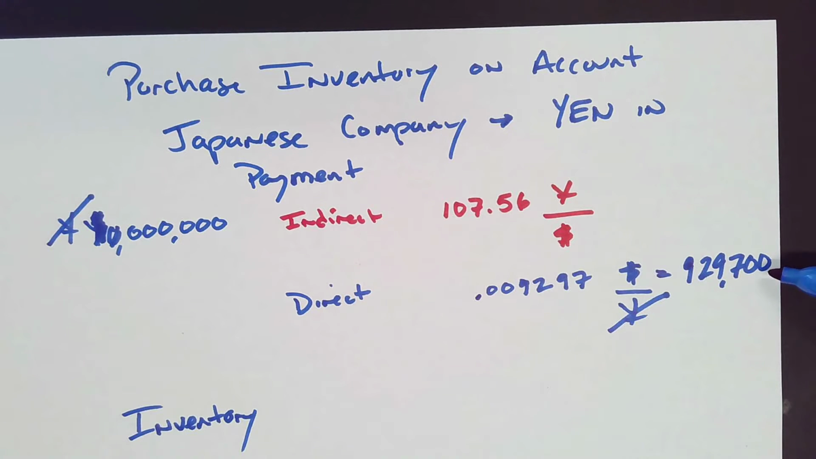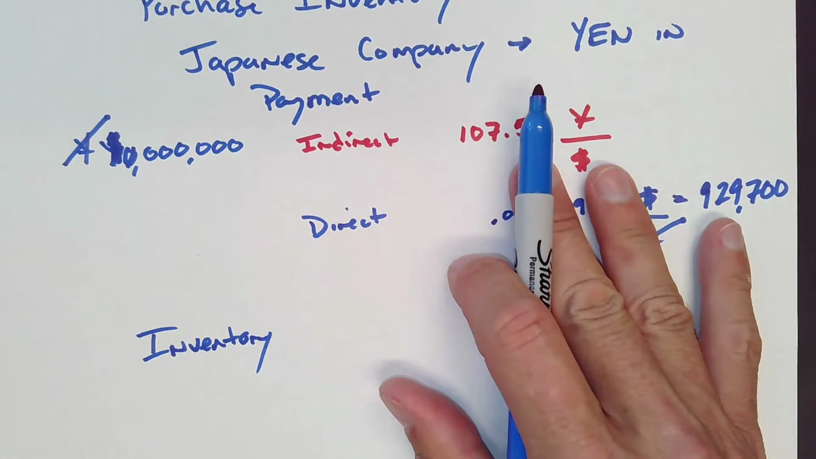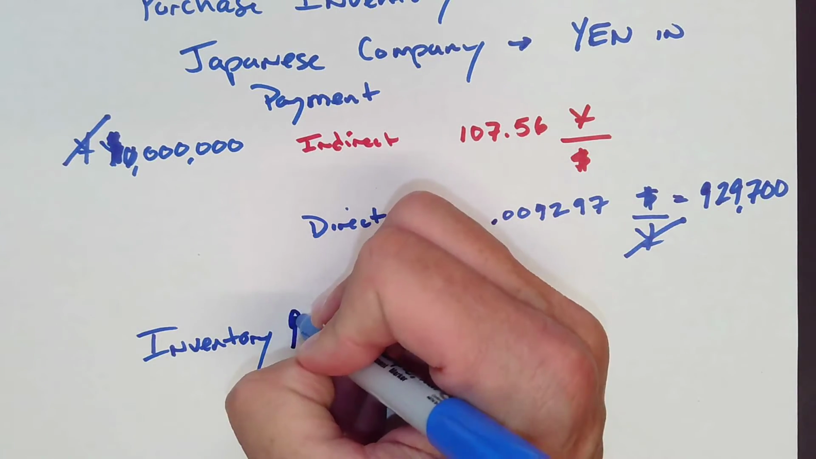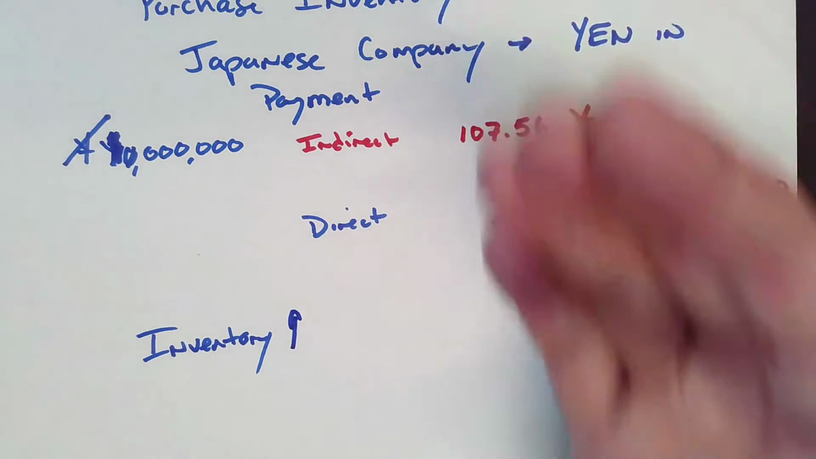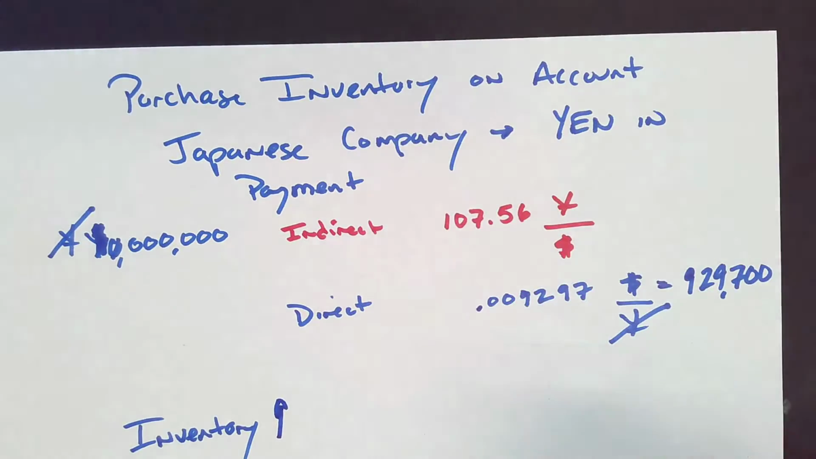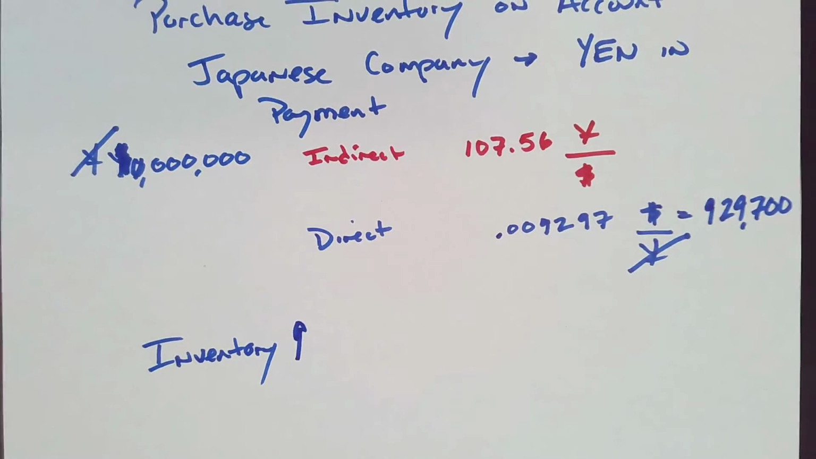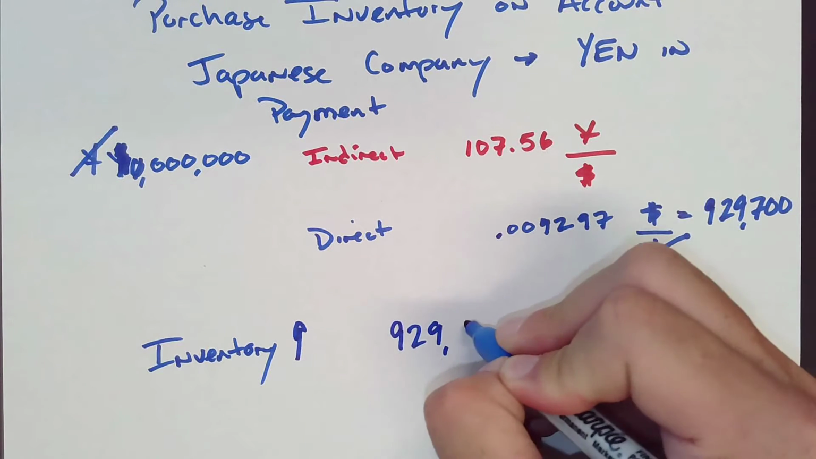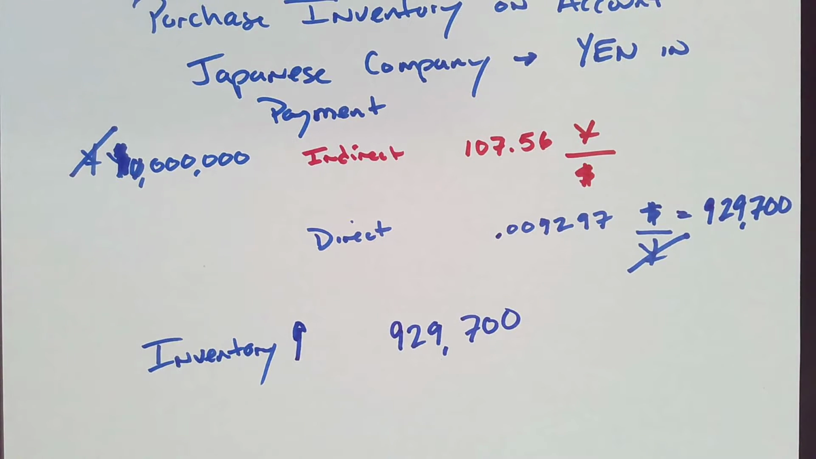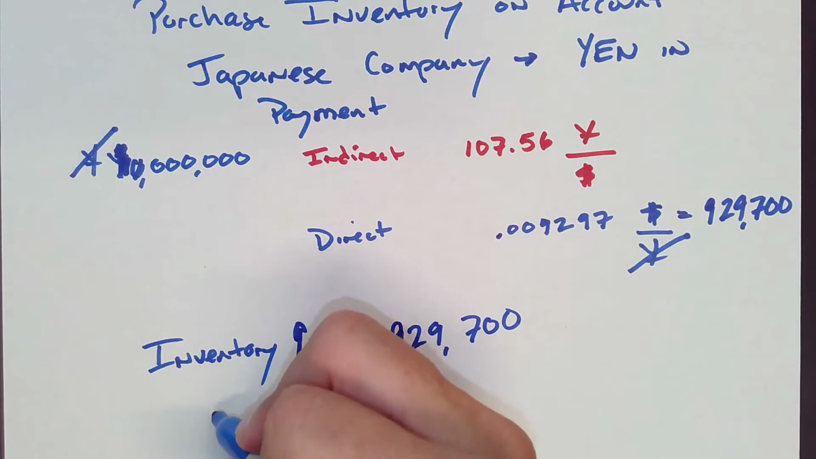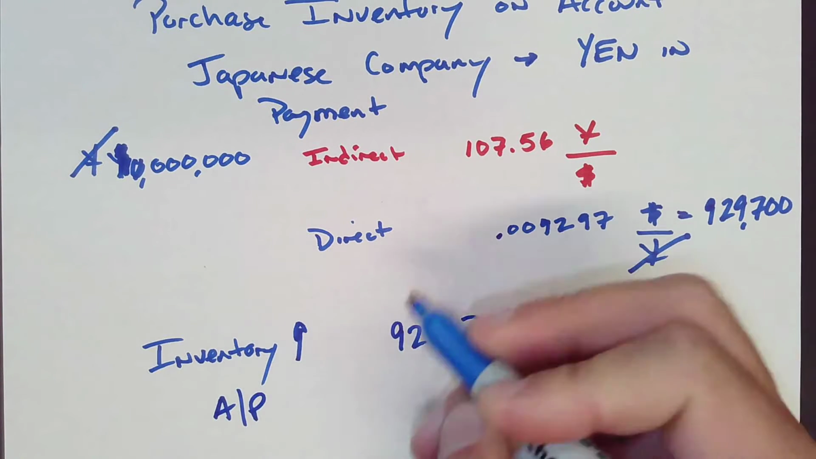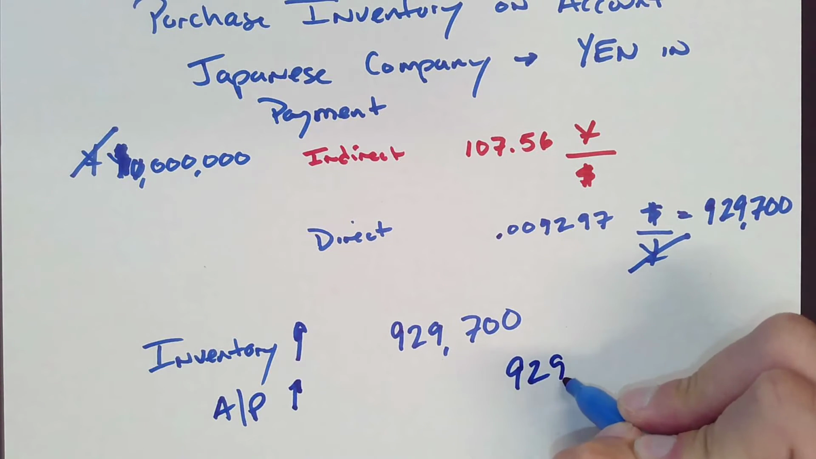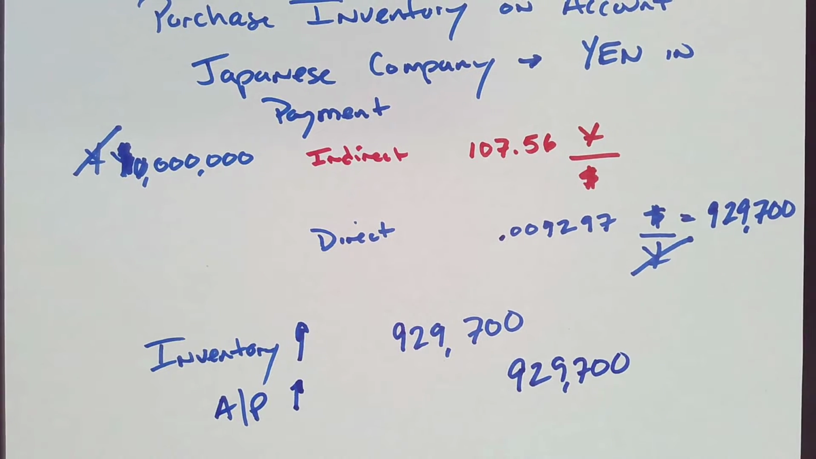$929,700. So when we record this in our financial report, inventory is going to increase because the contract is buying inventory, so we're going to have more of that asset. It's going to increase $929,700, and accounts payable is going to increase by the same amount. Okay?